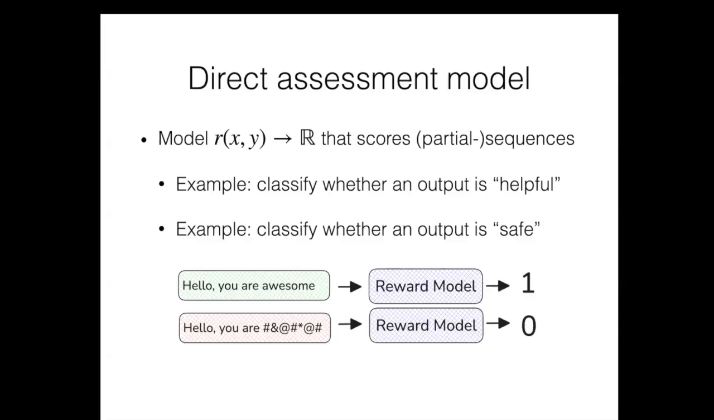So a brief intro to thinking about learning a reward function. Maybe two broad categories to think about. One is you could think about essentially learning a classifier. You could call this a direct assessment model, where the model directly outputs some score for something that you care about. It's not necessarily a classification. An example is, let's say you have some notion of helpful versus not helpful. Then you learn a model that essentially classifies something as one helpful, zero not helpful. Same with safe or not safe.